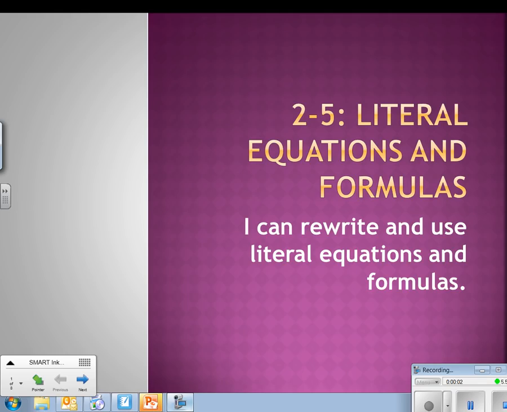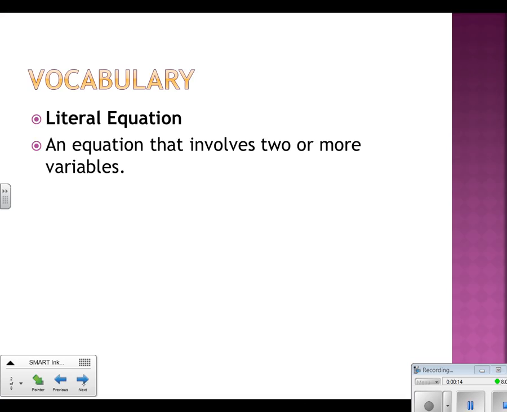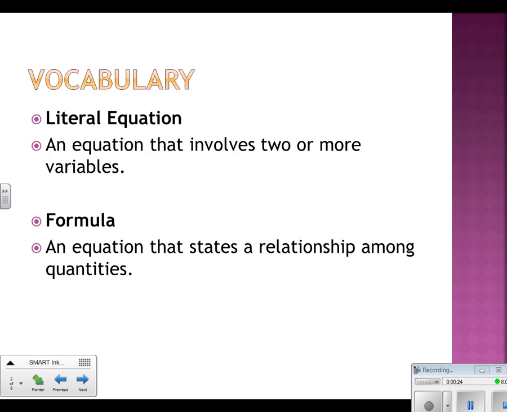In this video 2.5, we will be looking at literal equations and formulas. You should be able to say, I can rewrite and use literal equations and formulas. A literal equation is an equation that involves two or more variables. A formula is an equation that states a relationship among quantities.